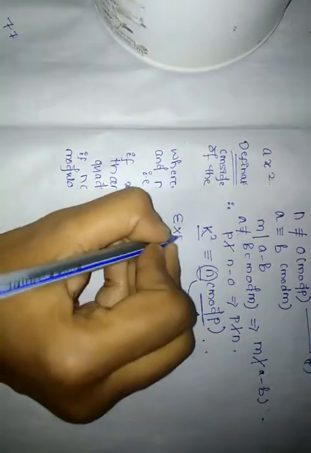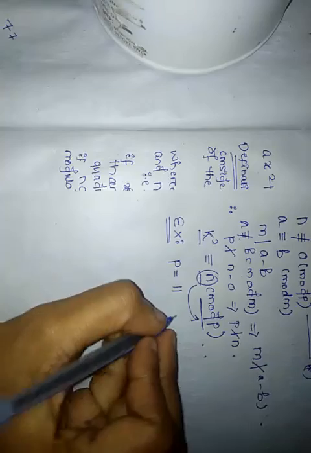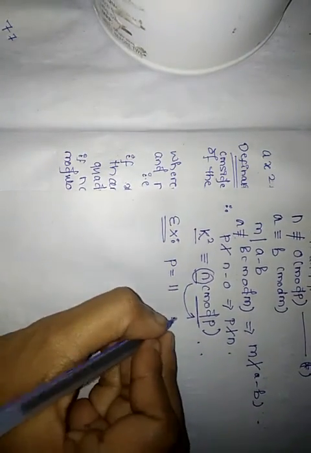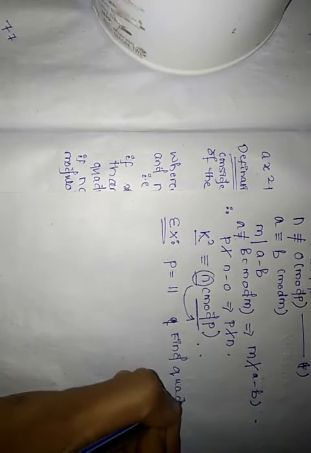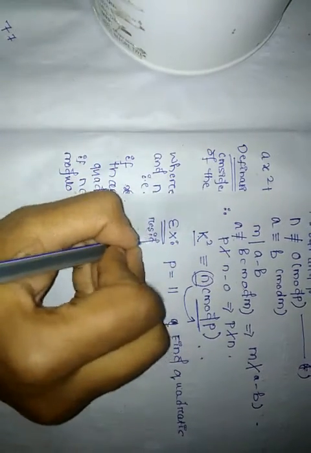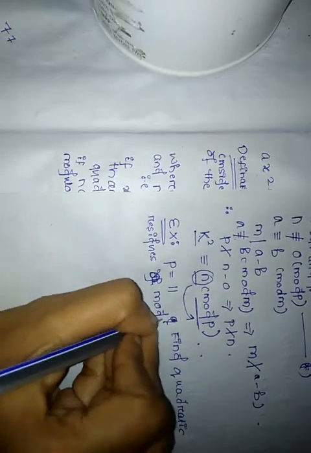I'm going to give you an example to make it clearer. Let p = 11. Clearly 11 is odd and it is a prime. Actually n is not given. We need to find the quadratic residues. The question is: find the quadratic residues modulo 11.